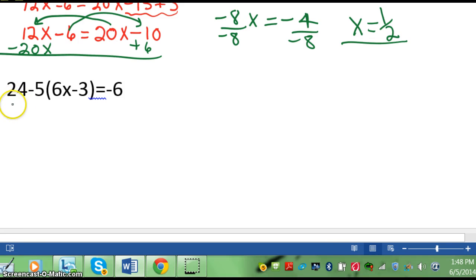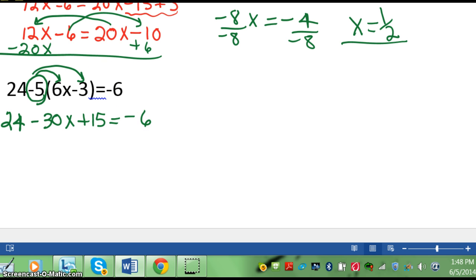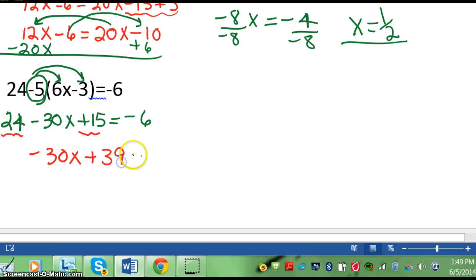Then the last thing, just another one of these, bring the 24 down, multiply the negative 5, beginning of the parenthesis to the end of the parenthesis. Negative 30x plus 15 equals negative 6. Combine like terms. Always look to see if you can combine like terms before you start moving things back and forth. I mean, it'll work the other way, but it's just so much more convenient if you combine like terms.